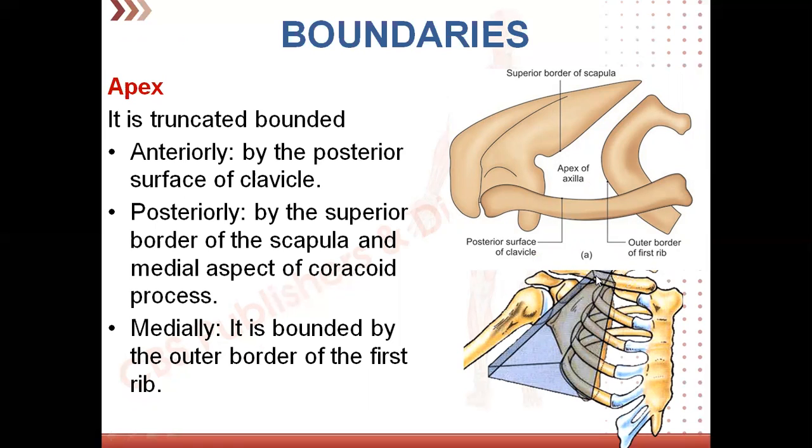It is truncated and bounded anteriorly by this bone. What is this bone? This is the clavicle. The posterior surface of the clavicle is one boundary. Posteriorly, you find the superior border of the scapula, and medially it is the outer border of the first rib which forms the apex. So this particular area is the apex: the posterior surface of the clavicle, the superior border of the scapula, and the medial aspect of the outer border of the first rib. Posteriorly, not only will you see the superior border of the scapula, but we also see the medial aspect of the coracoid process.